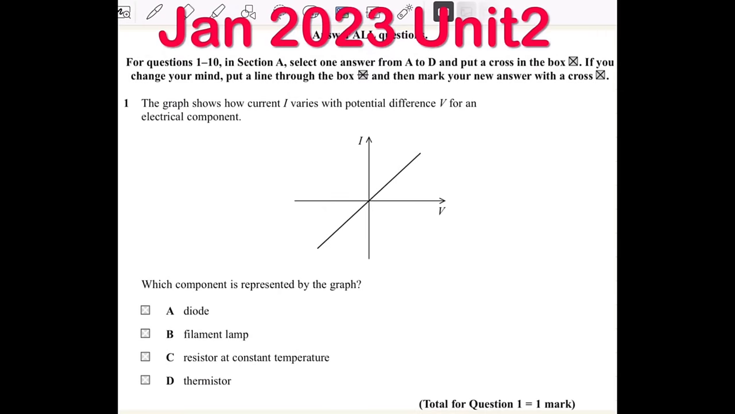Question 23. The graph shows how current I varies with the potential difference V for an electrical component. Which component is represented by the graph? There is a straight line passing through the origin from zero, and there is a direct proportionality between the voltage and the current, so V equals I times R. This component should be a resistor. So V equals I times R according to Ohm's law, so it's the resistance of a resistor at constant temperature. So the correct answer is C.